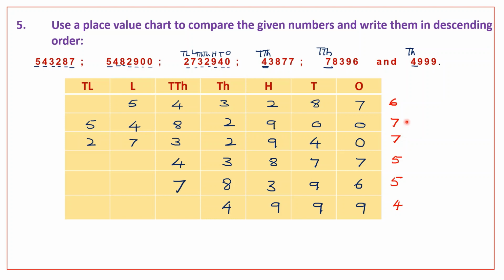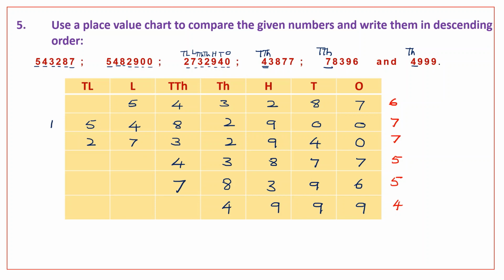So for that, if the number of digits is the same, we have to go to the extreme left and check the numbers there. So in the 10 lakhs column, for this number we have 5 and for the next number we have 2. Which is the bigger number? 5 is the bigger number. So 5 should be written first.